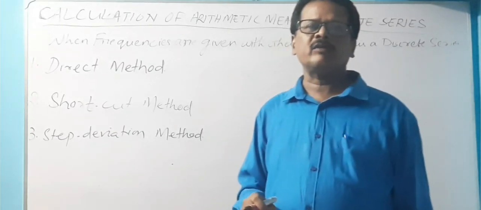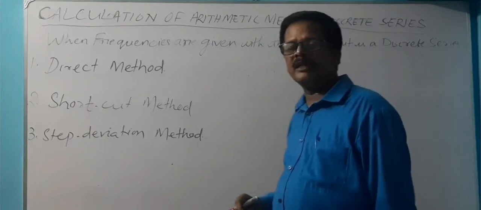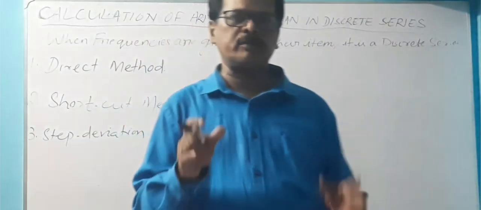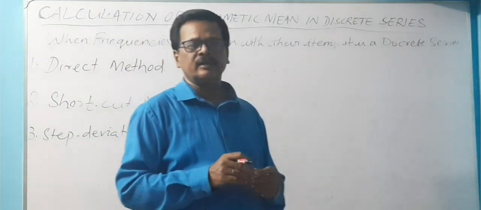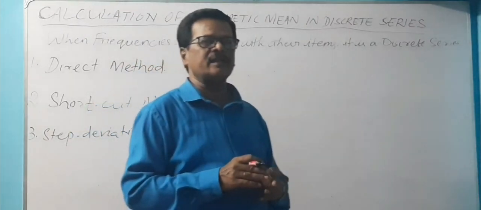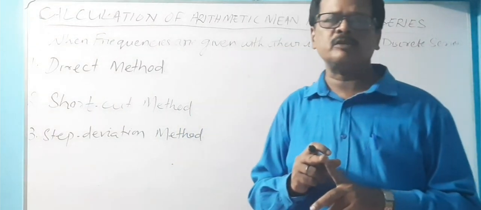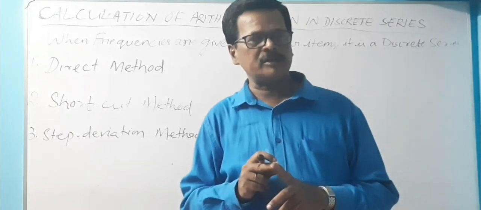Hello everybody. In our last part, we have discussed calculation of arithmetic mean in individual observation. When a series of individual observation comes, how to calculate arithmetic mean in that case. I have already told you that there are three methods for calculation of arithmetic mean in individual observation. They were direct method, shortcut method, and step deviation method.